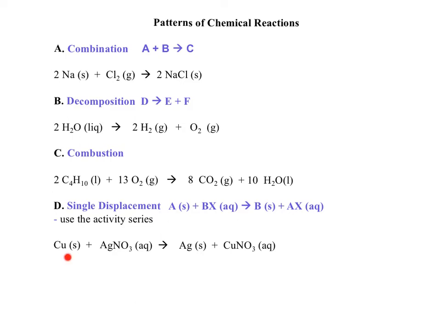Example here is copper. When you add that to a solution of silver nitrate, the copper has the ability to kind of bump out that silver and become silver solid and copper nitrate. So we're going to use the activity series there to predict those products.